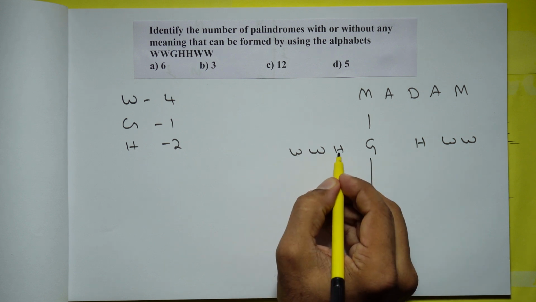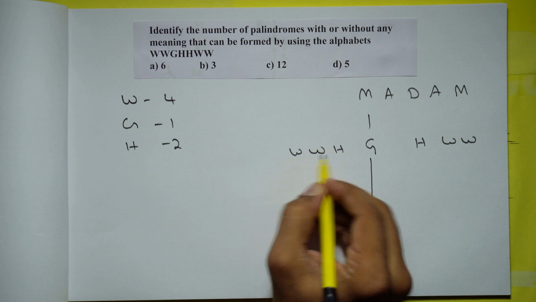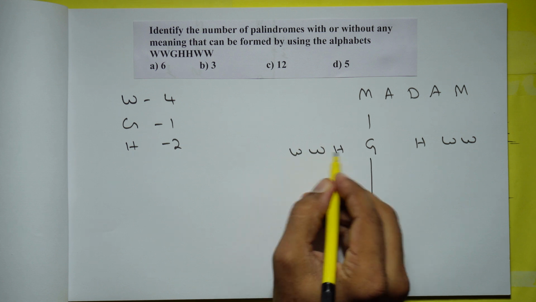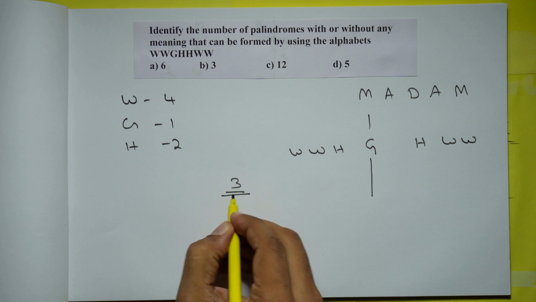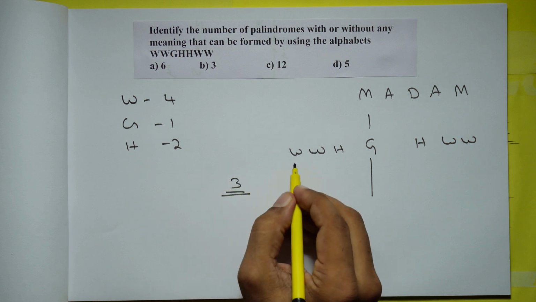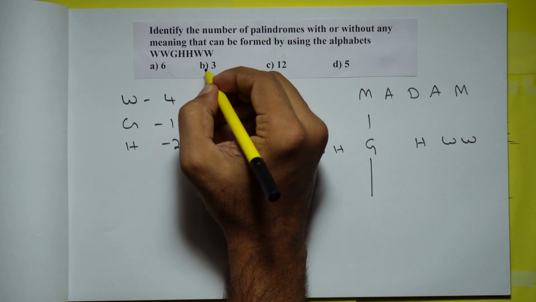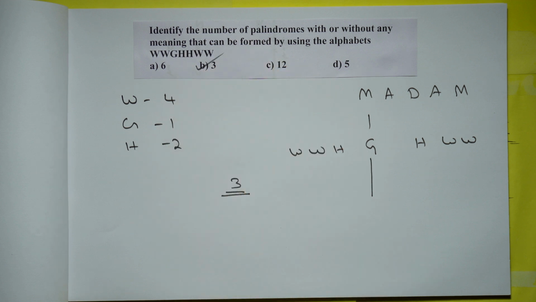So H can be here, here or here. So 2 W's and 1 H can be interchanged in 3 ways. So altogether 3 palindromes are possible. Hence option B, 3 is the right answer.